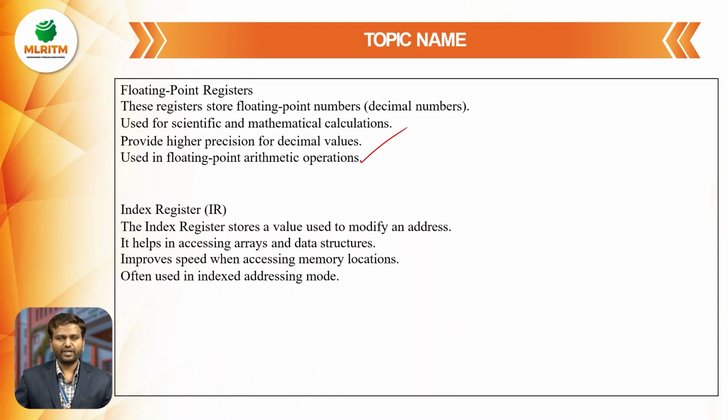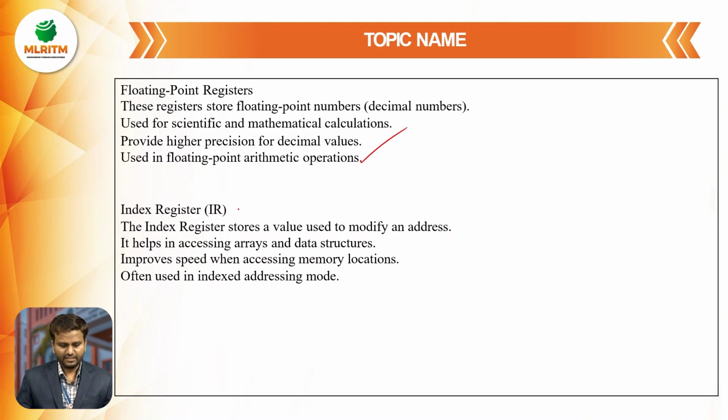Floating point means that after the point, the value will definitely change. The value is not fixed. It will change every time. The floating point arithmetic operations are performed in the floating point registers. Arithmetic operations we know very well, like addition, subtraction, and multiplication on floating point numbers.